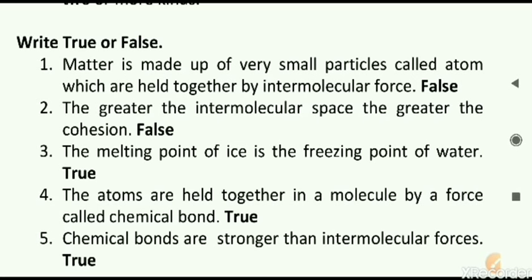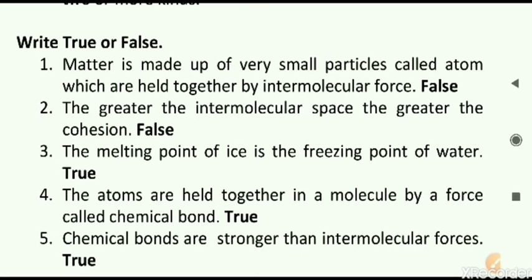Next, the melting point of ice is the freezing point of water. Yes, it is true. Melting point of ice is 0 degrees Celsius and freezing point of water is also 0 degrees Celsius. So both are same. That is why it is true. Next, the atoms are held together in a molecule by a force called chemical bond. So atoms are held together by chemical bond. Yes, it is true. And what about molecules? Molecules are held by intermolecular force.